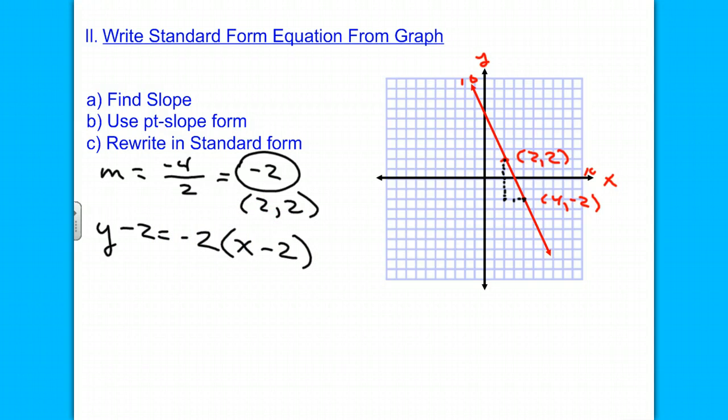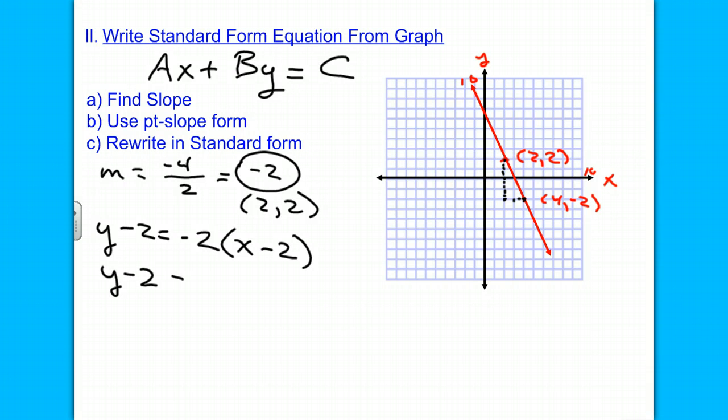Okay, so here we have the equation in point slope form, but we want standard form. Let's recall up here, standard form: ax plus by equals c. That's what we're going for. And so we're going to have to get everything multiplied, right? No parentheses are in that standard form equation. So we'll start by simplifying both sides of this equation. So simplify the right side for us, please, Faith. y minus 2 equals -2x plus 4. -2 times -2 is 4.